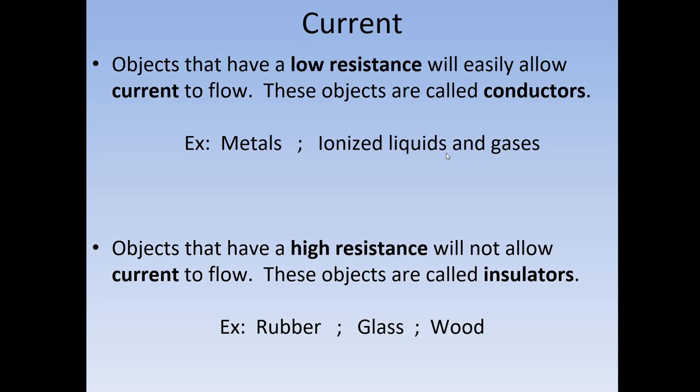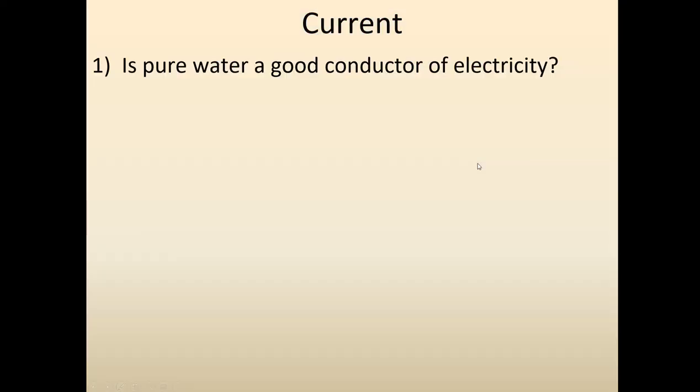Now, it's important to note that when we say that an object is an insulator and that it has a high resistance, that it resists current from flowing, that doesn't necessarily mean that current will never flow. If you end up having a high enough potential difference, current will eventually end up moving. It just means that it requires a whole lot more effort to get charges to flow through wood than it would through metal. All right, now here's a question I want you to try to think about.